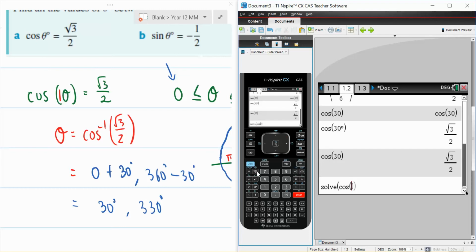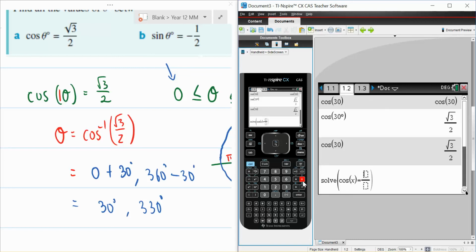Here we go. Cos. Instead of doing theta, I like to use x. It's just easier to type. So I do cos of x. So x is an angle. I want it to equal root 3 on 2. Control divide gives me a fraction. Control x squared gives me the square root. So root 3 on 2. I do comma x. Now, if you do this, I'll make it larger so you can see.